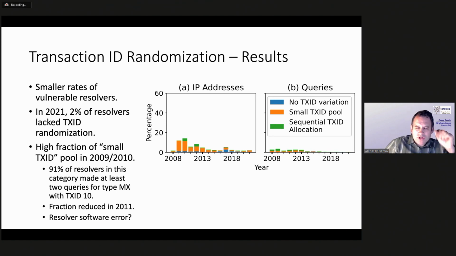And one of the weirdest things we found in this was a high fraction of small transaction ID pool in 2009 and 2010. We found that 91% of resolvers in this particular category in that time frame made at least 2 queries for type MX with transaction ID 10.